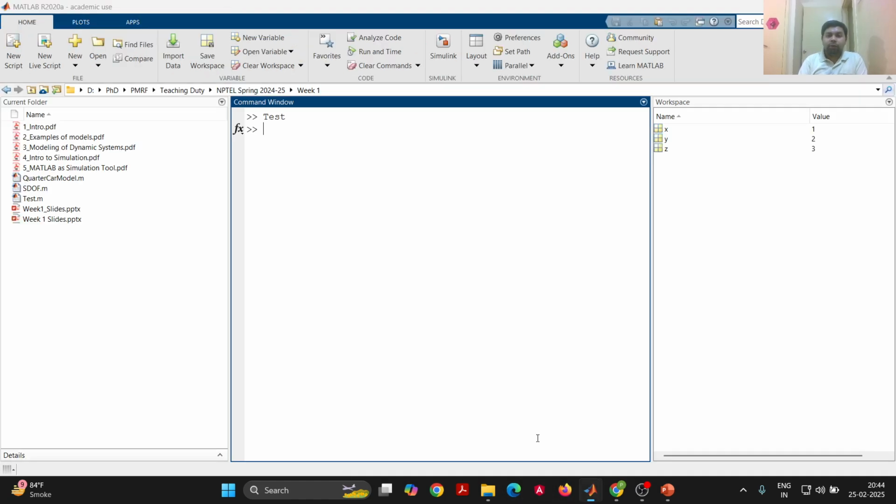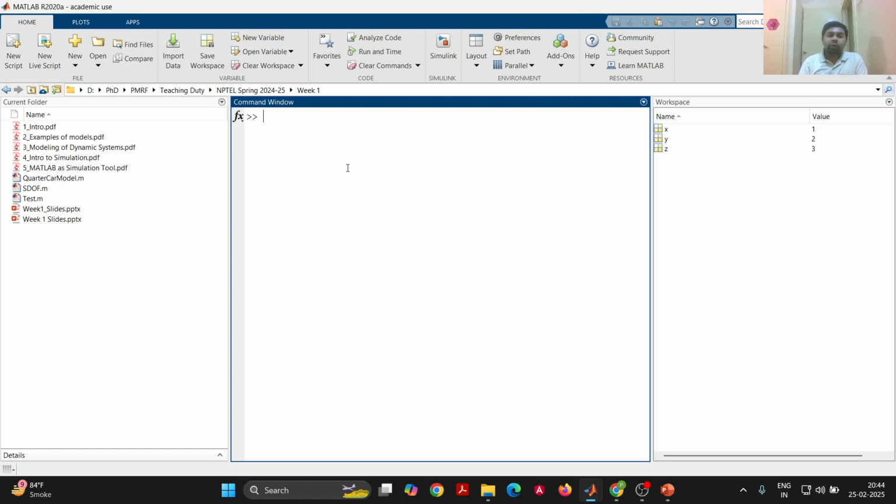Now we will again go to our MATLAB code and say Run, and then we will see that the same variables have been created in the workspace: x, y, and z with the expected values. So this is how you can create MATLAB code and run it using a MATLAB script.